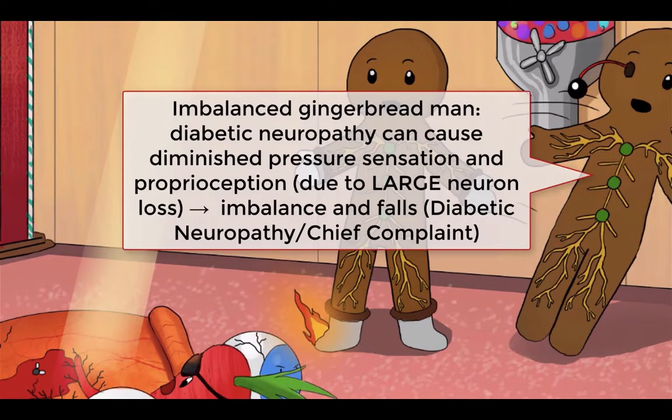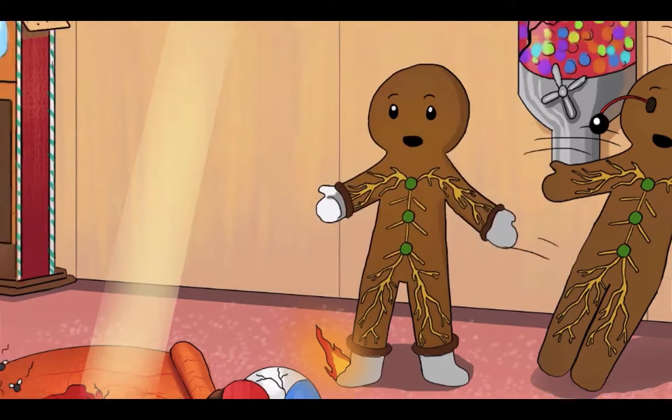Large fiber neuron loss results in diminished pressure sensation and proprioception, which predisposes patients to imbalance and falls, as illustrated by his top heavy friend.